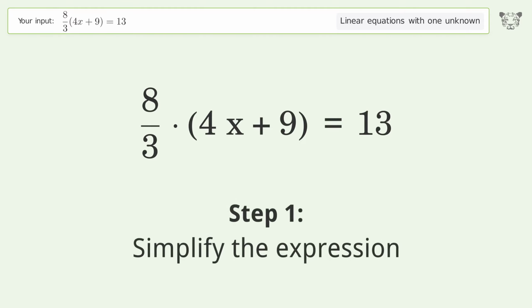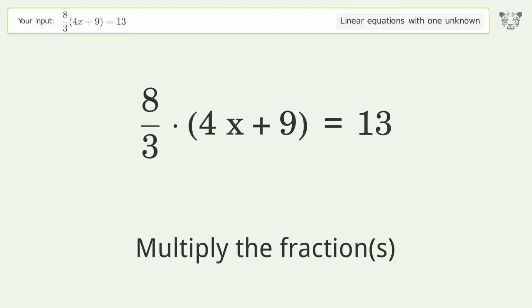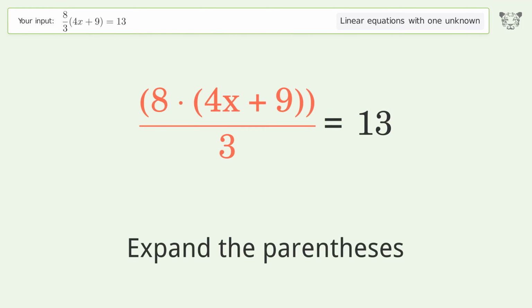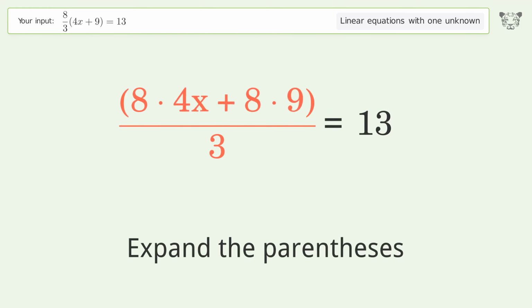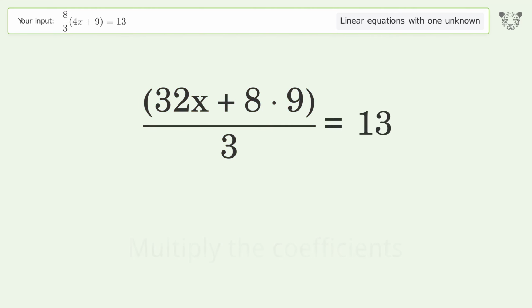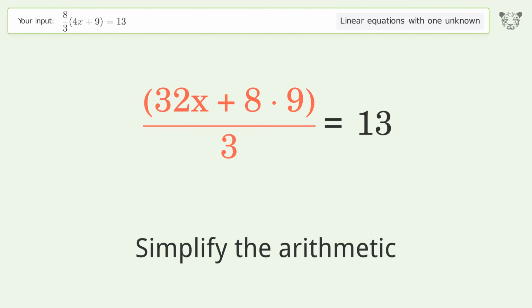Simplify the expression. Multiply the fractions. Expand the parentheses. Multiply the coefficients. Simplify the arithmetic.